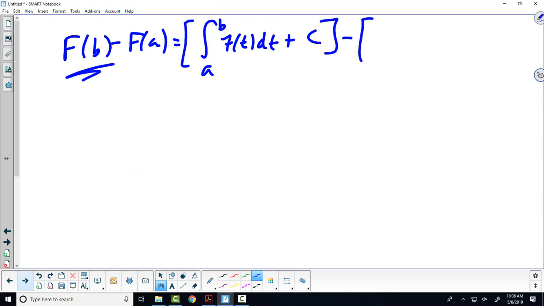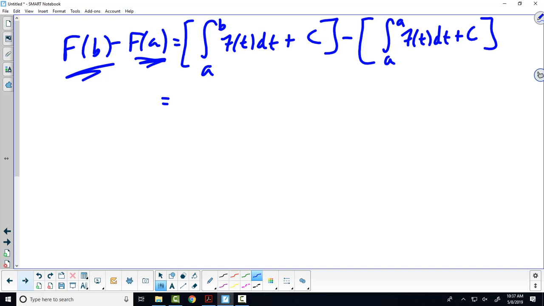Minus, what is capital F of a? It would be the integral from a to a of f of t dt plus c. What happens to those two plus c's? They cancel, which is why we've never had to worry about the plus c when we use the fundamental theorem part 2 for definite integrals.